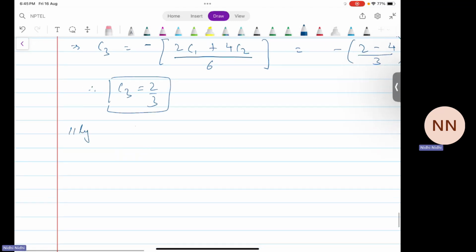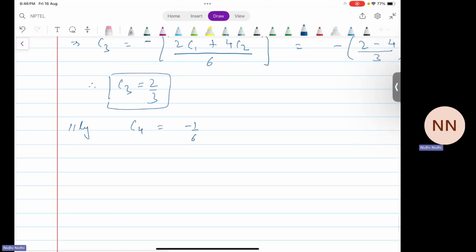Similarly, we'll get C4 equals to minus 1 by 6. All these are just calculations. You can check it. Just have patience. Write it nicely, properly, take your time to calculate everything. There might be some confusions, and because of some small mistake, you'll end up having a wrong answer. So I'll suggest you to stay calm, just calculate. So we'll get C5 equals to 1 by 15 and so on.